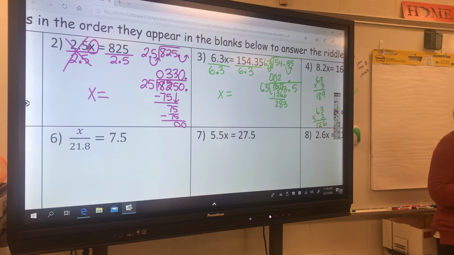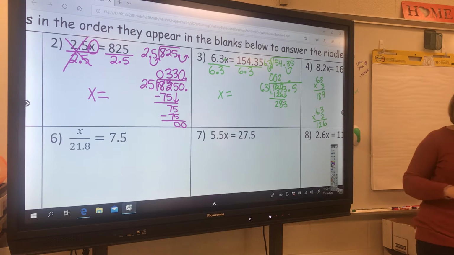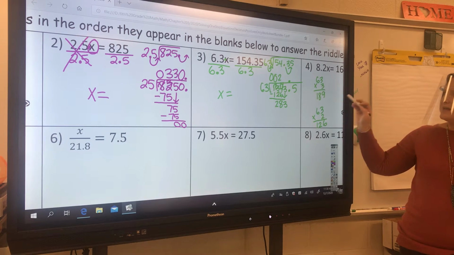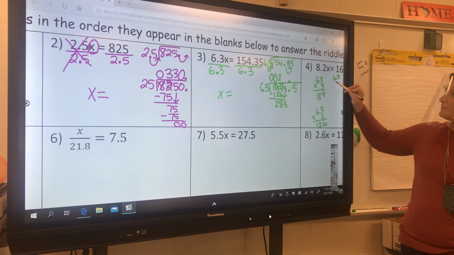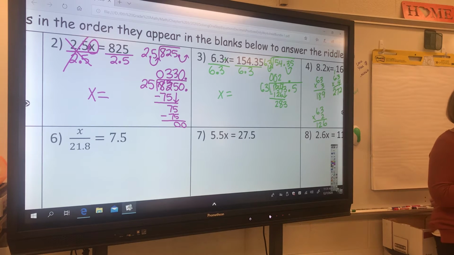Now how many times will 63 go into 283? 2? It might go more than 2, because 3 is 189, so what should we try next? 4? All right, you think we should try 4? Okay.